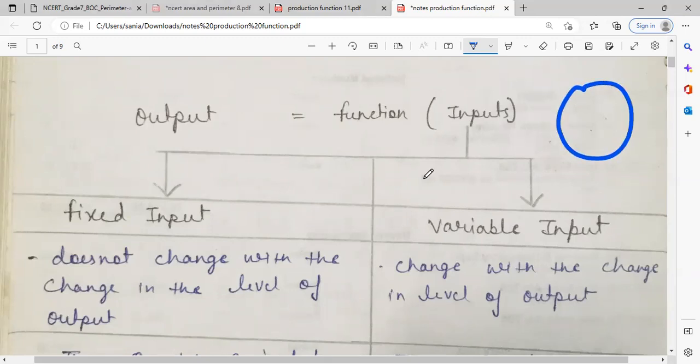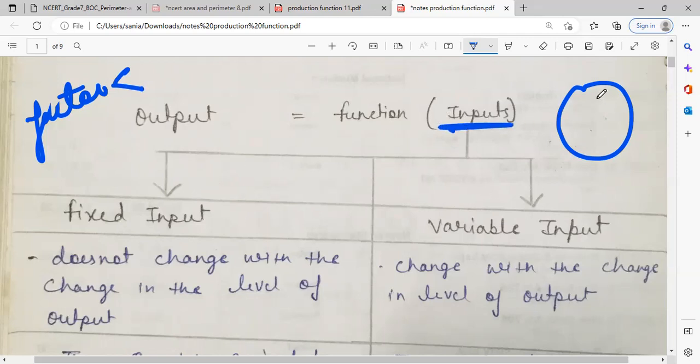So first of all, it can be types of input. It will be two types, or factors. It can be factors or it can be input. So factors will also be of two types: one is fixed and one is variable. And input also will be of two types, fixed and variable.